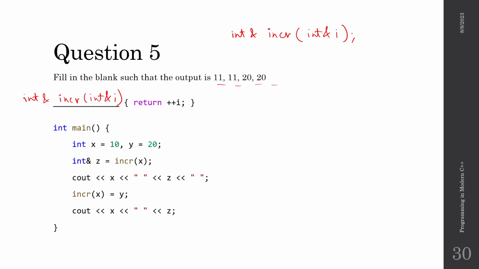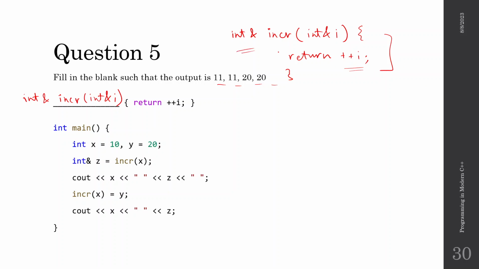How it works is this: you can see this function. Let me write the function body also. The function body is return plus plus I. So this is the function signature and this is the function body. What it does is it accepts a reference to an integer, it increments the reference and it returns the reference back.